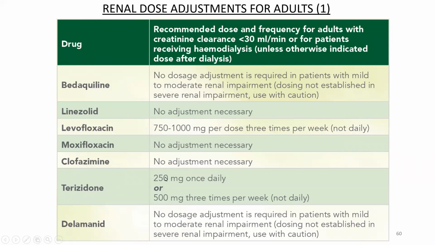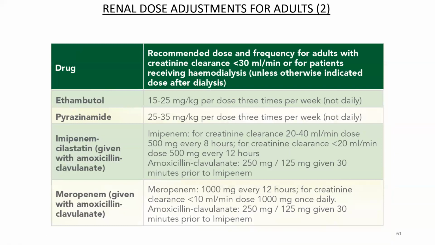Terizidone, we are going to adjust to 250 milligrams once daily or 500 milligrams 3 times per week, not daily, when we have a creatinine clearance of less than 30. Whereas delamanid does not require any adjustment, even if the creatinine clearance is lower than 30. Ethambutol is going to be adjusted to 15 to 25 milligrams per kilo per dose 3 times per week, not daily, when the creatinine clearance is less than 30.